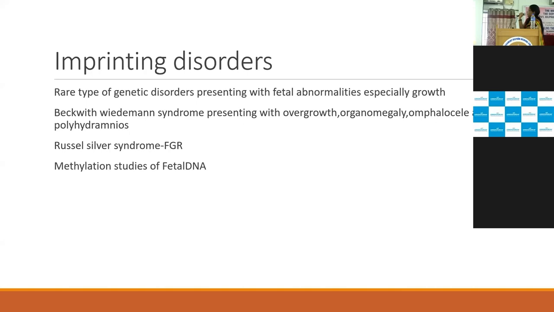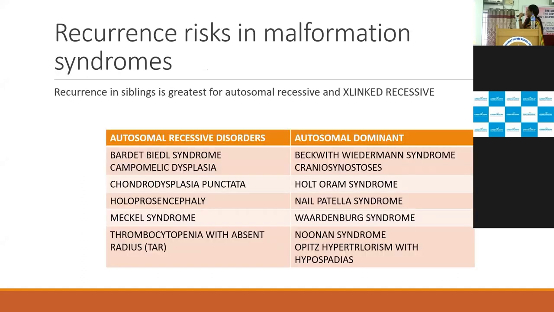Imprinting disorders are very rare causes of dysmorphism, presenting with fetal abnormality, especially growth disorder. Beckwith-Wiedemann syndrome presents with overgrowth, organomegaly, omphalocele, and polyhydramnios. So if you see all these four, it is almost a Beckwith-Wiedemann syndrome. And Russell-Silver syndrome presents with fetal growth restriction. These can be confirmed by methylation studies of fetal DNA so that we can offer counseling in the next pregnancy.